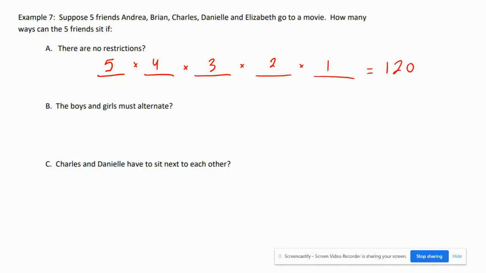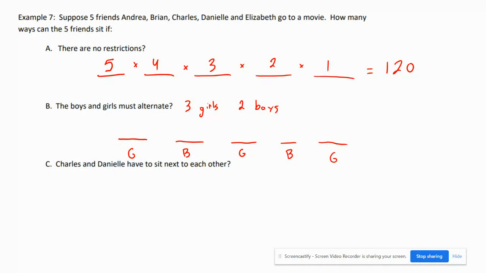The boys and the girls must alternate. In this question, there are 3 girls and 2 boys. If this is the case, I hope we can see that it has to go girl, boy, girl, boy, girl. So this is how it's going to work here. If this is our condition, we have some restrictions we need to account for.